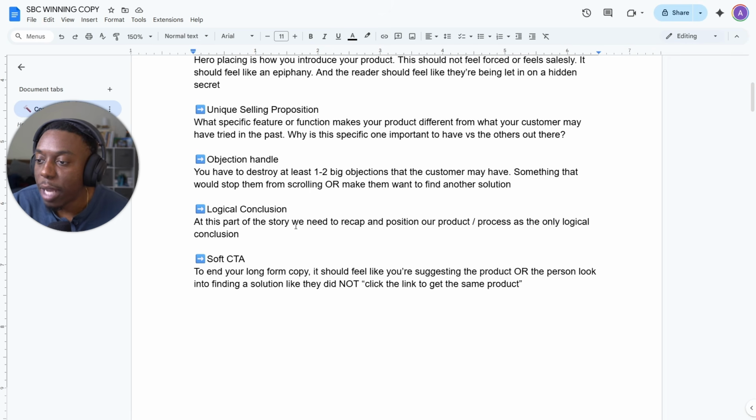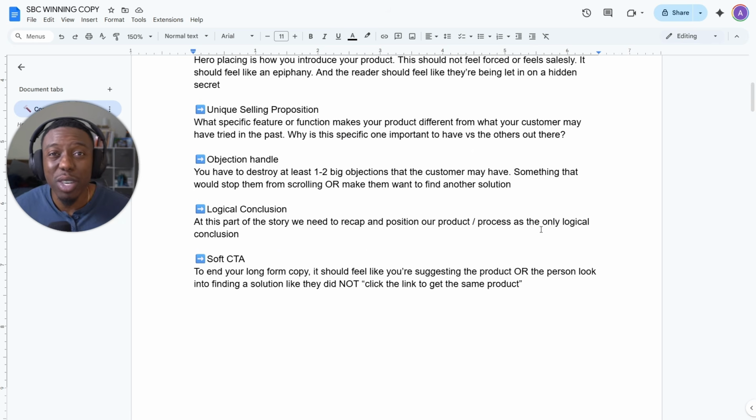Logical conclusion. At this part of the story, we need to recap and position our product / process as the only logical conclusion. So to do this, we want to bring back up the emotions that the customer is feeling right now. They're barely getting any sleep at night. They're struggling with their eyes. Their eyes feel very tired and sore in the morning. And a lot of it's because they spend so much time in front of the computer and the blue light screen is hurting their sleep.